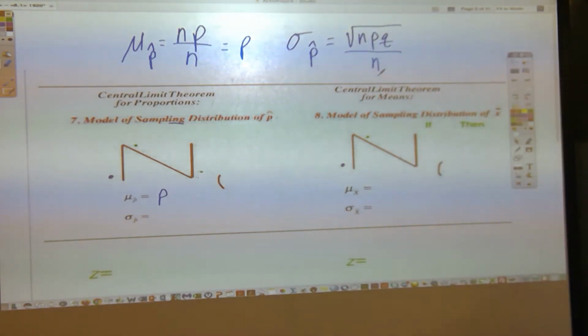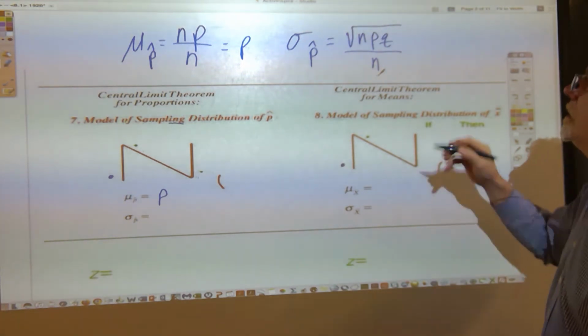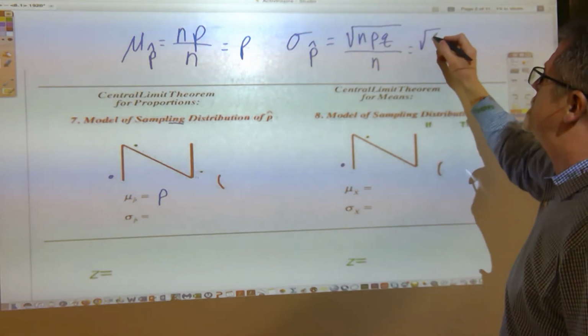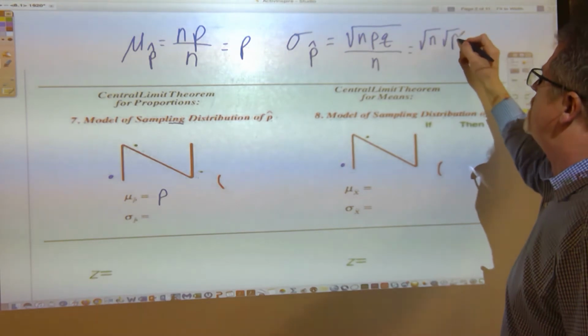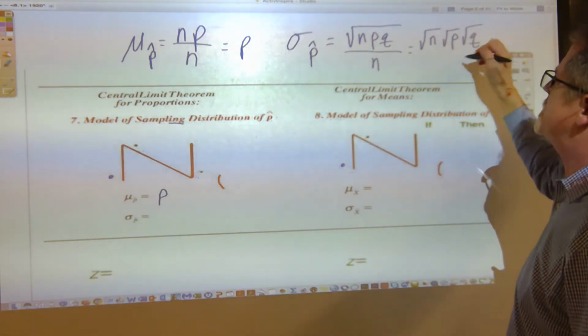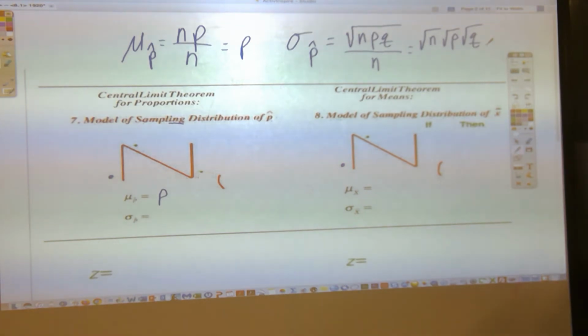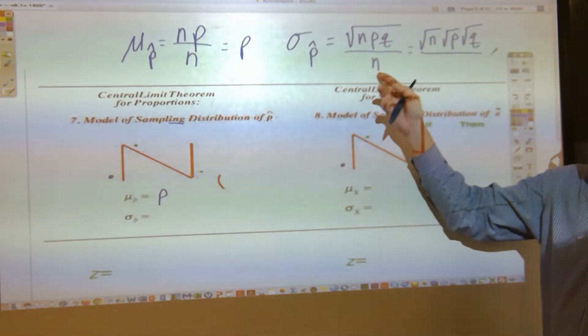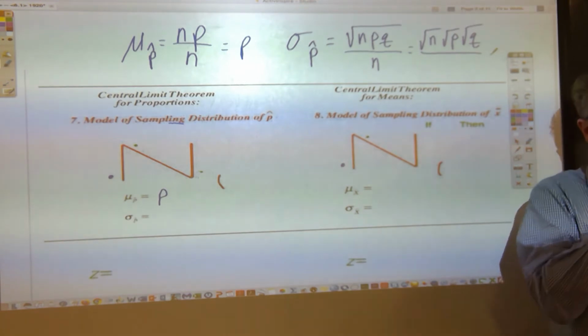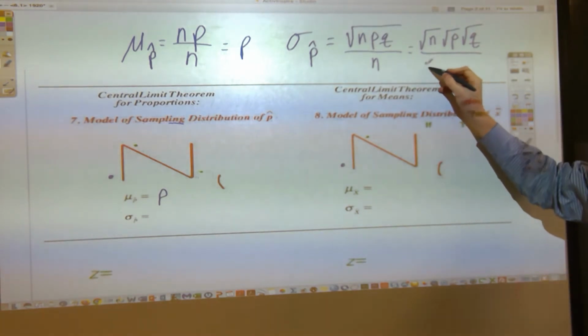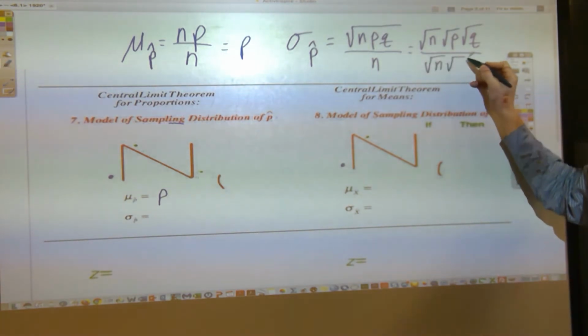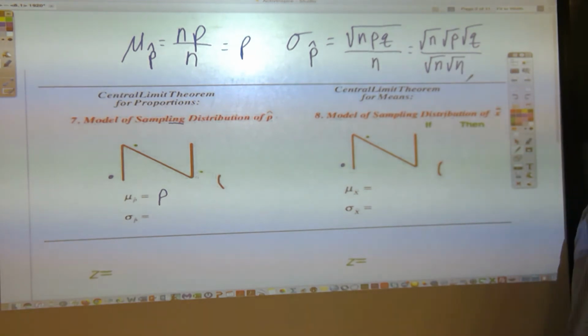This can be simplified. It's the square root of n times the square root of p times the square root of q. Since it's all multiplication in here, the square root of the product is the product of the square roots. And guess what we do? We're going to rewrite n as, with your permission, the square root of n times the square root of n. Do I have your permission?